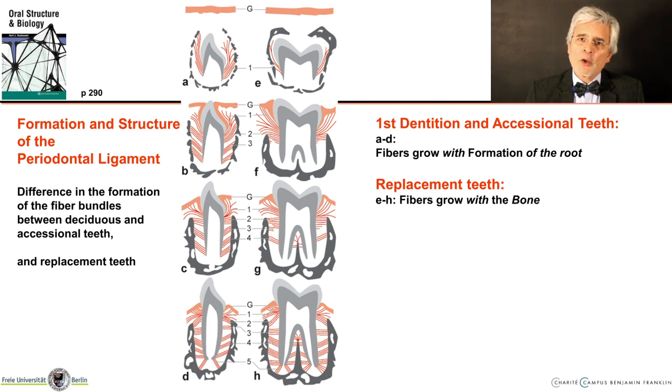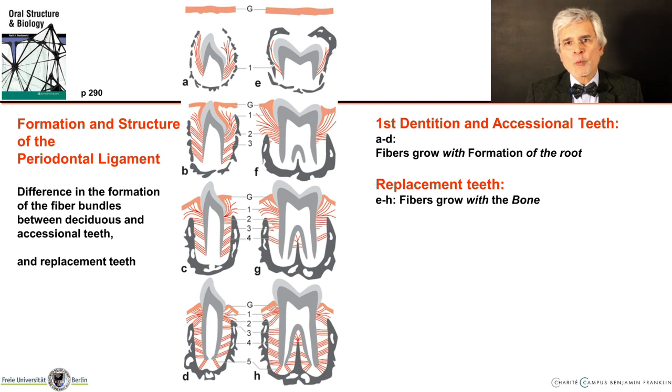So here we see that the root is already growing a little bit ahead, but no fibers are radiating in yet, and the fiber formation comes from the alveolar crest bone and then progresses apically along the bone and the tooth. Only at the very end are also fibers present at the tip of the root.